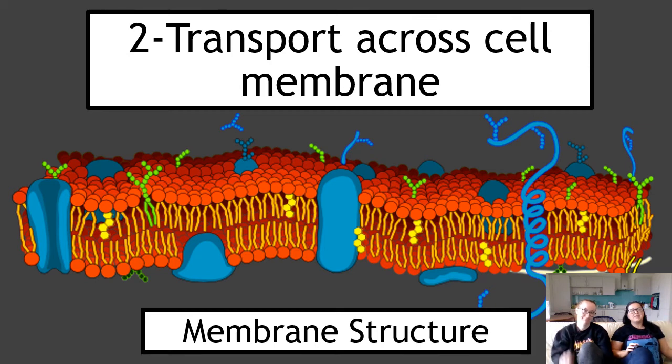Hi there. Okay, so this is key area 2, transport across the cell membrane. It's quite a long, quite a difficult one. It's worth the time investment though, because it will probably crop up in the exam. I'd say at least 7 or 8 marks.